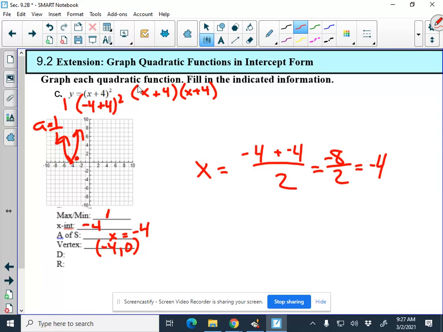So we know it's a minimum. We know the domain's all reals. It's y is greater than or equal to 0.